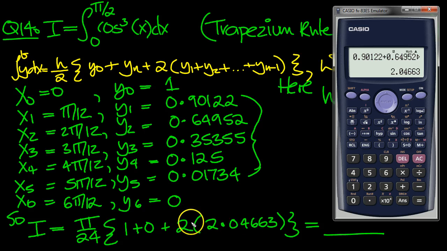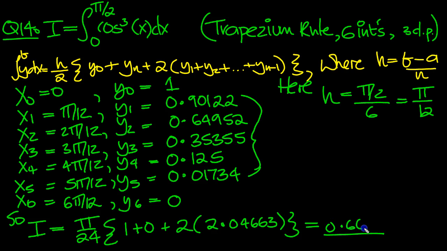Okay, leave that in the calculator, times it by 2. And then we need to add 1, equals, and that's the bracket in here, times by pi. And we get the answer there. And then divide that by 24. Equals 0.66. Now, to 3dp, the 6 needs to round up to a 7. So 0.667, there we go. And that was to 3dp.